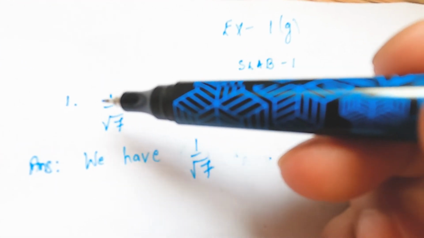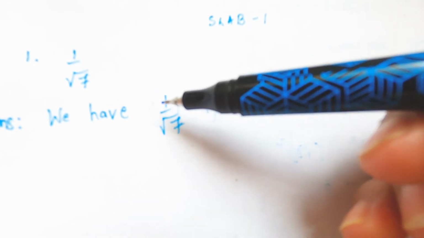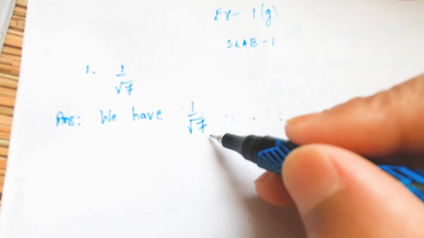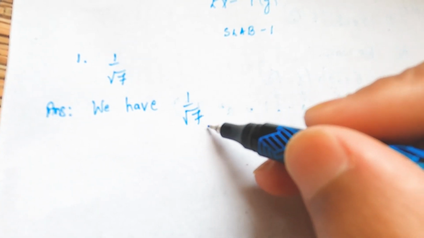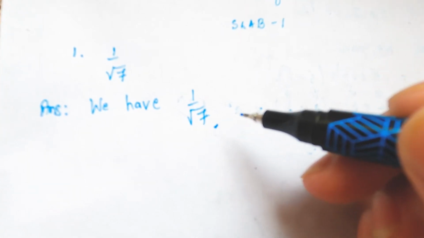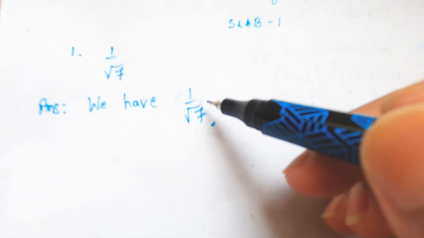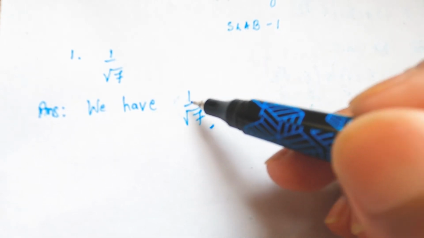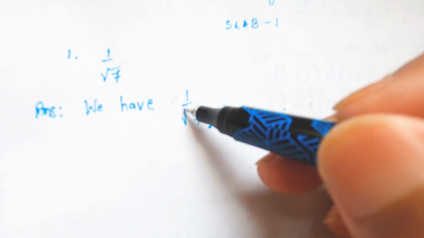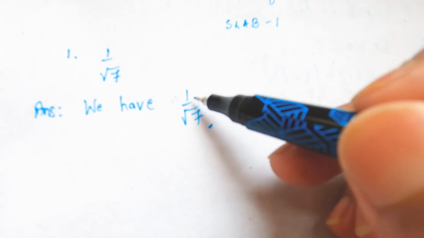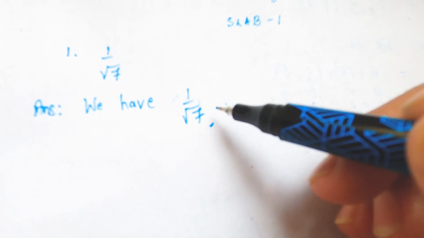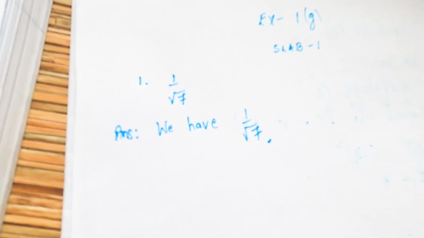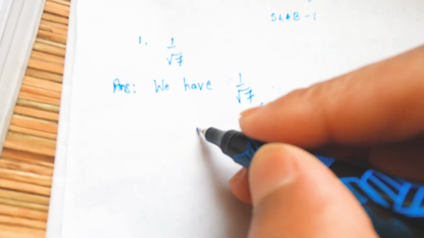In this case, we have 1 by root 7. Now we know that in the place of the denominator, a root is not applicable. So what we have to do is remove the square root from the place of the denominator. If it is in the place of the numerator, it is all right, but if it is in the place of the denominator, we have to rationalize.